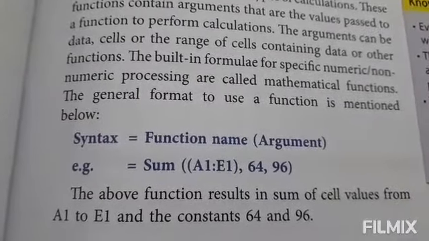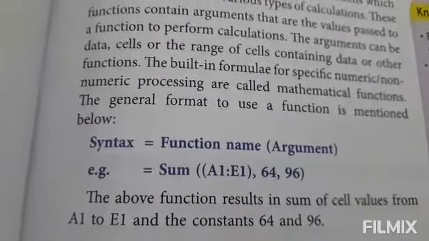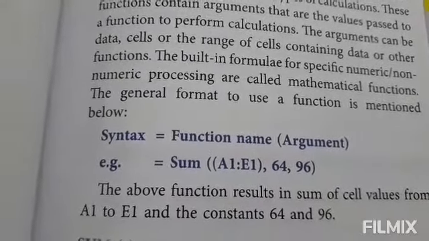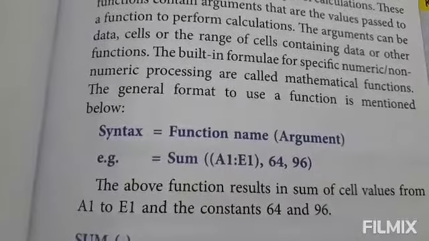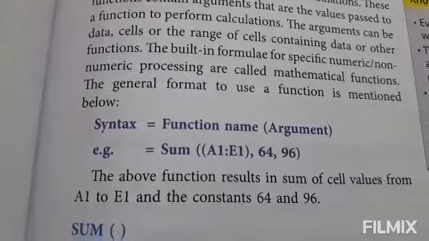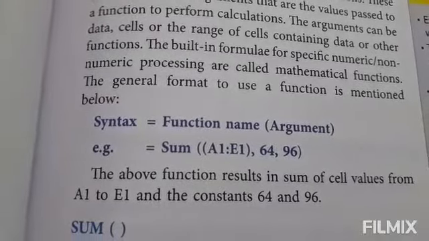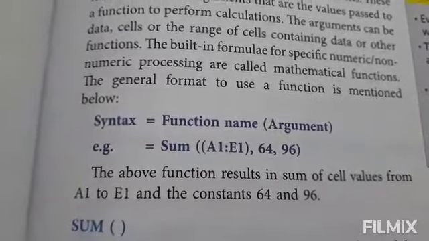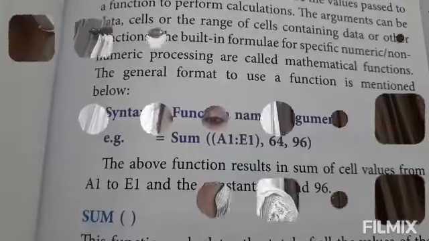For example, the function name is sum, within bracket the argument, that is the range of cells from A1 colon E1, comma 64, comma 96. And always you will remember that whenever you will start any function name, before that you have to give the equal to sign. Otherwise you will not get any result. Different predefined functions are available like sum function, average function. When you will use the functions, then you have to follow this rule.